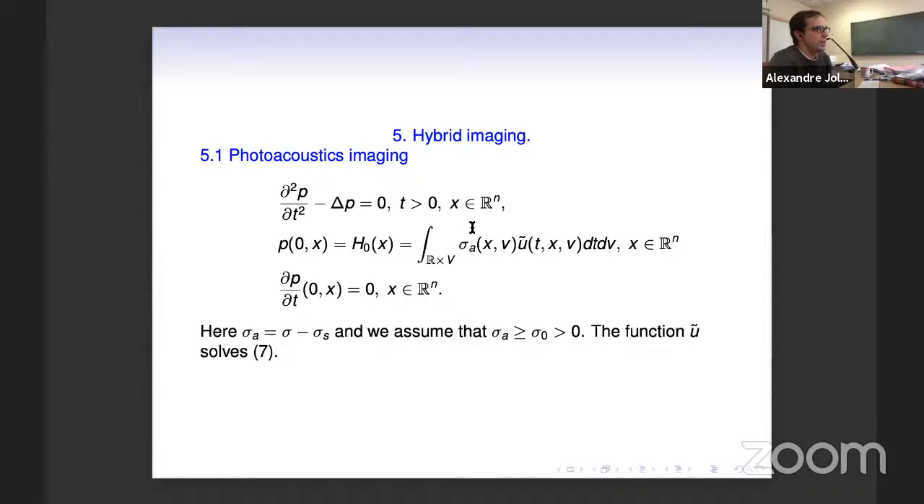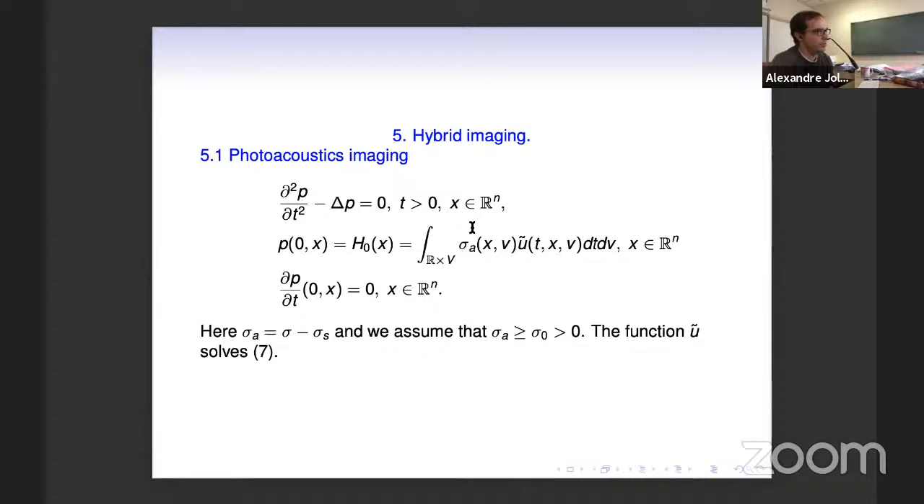And the idea is to combine two imaging techniques in order to obtain a new one which will have the benefits of both previous two medical techniques. So for example, when you do ultrasound imaging, you have good resolution, but you have bad contrast. And when you do X-ray scan, you have good contrast, but bad resolution. So one technique which combines both of them is photoacoustic imaging.